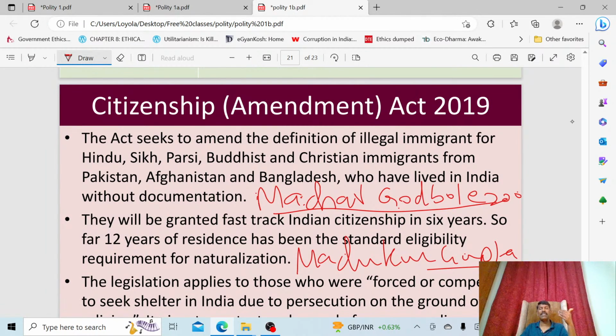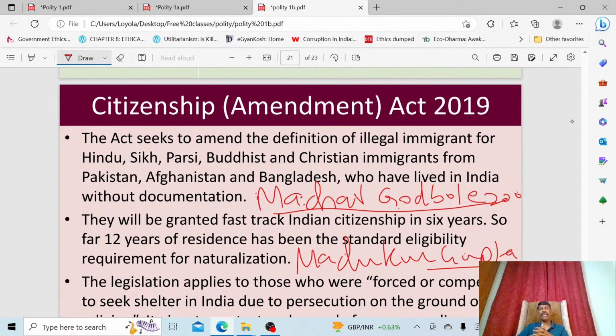A definition for illegal immigrants who won't come under the category of Bangladeshis or Pakistanis, but the people who come under the category of Hindu, Sikh, Parsi, Buddhist, Christian immigrants from Pakistan, Afghanistan, Bangladesh, but not from Myanmar and Sri Lanka, who have lived in India without documentation, can get citizenship in a fast track manner within 6 years. So this is the most important thing. Generally, when I look into the process of naturalization, after 12 years of residence with the prior recommendation and proper documentation, only then are you eligible to go for citizenship.